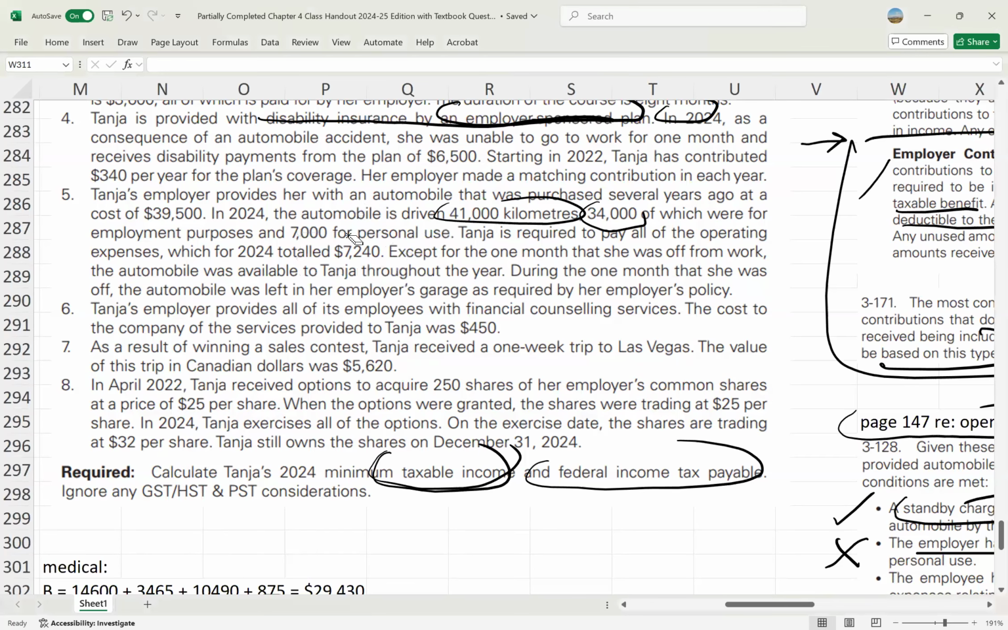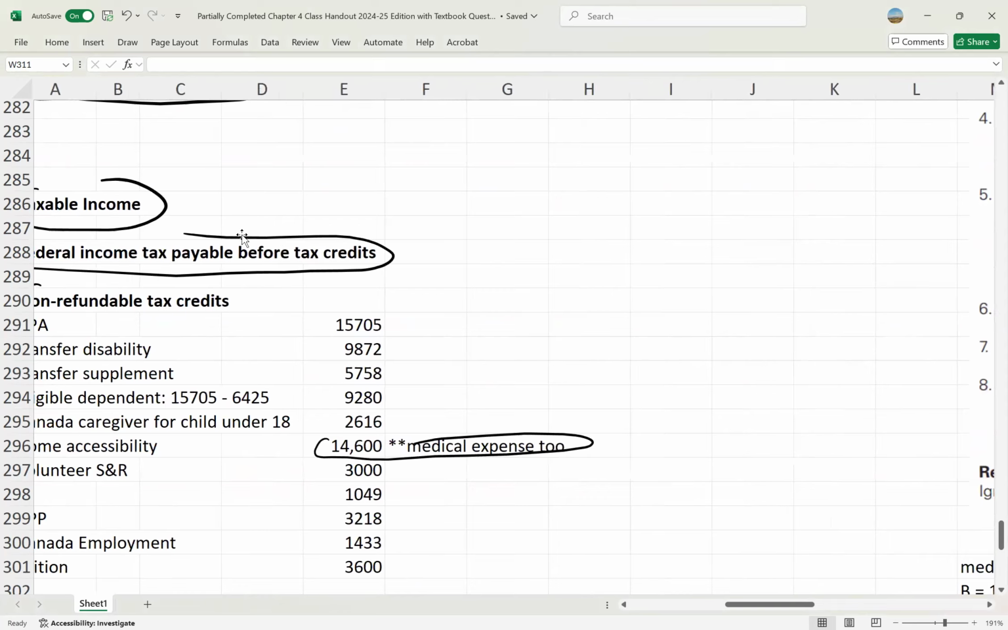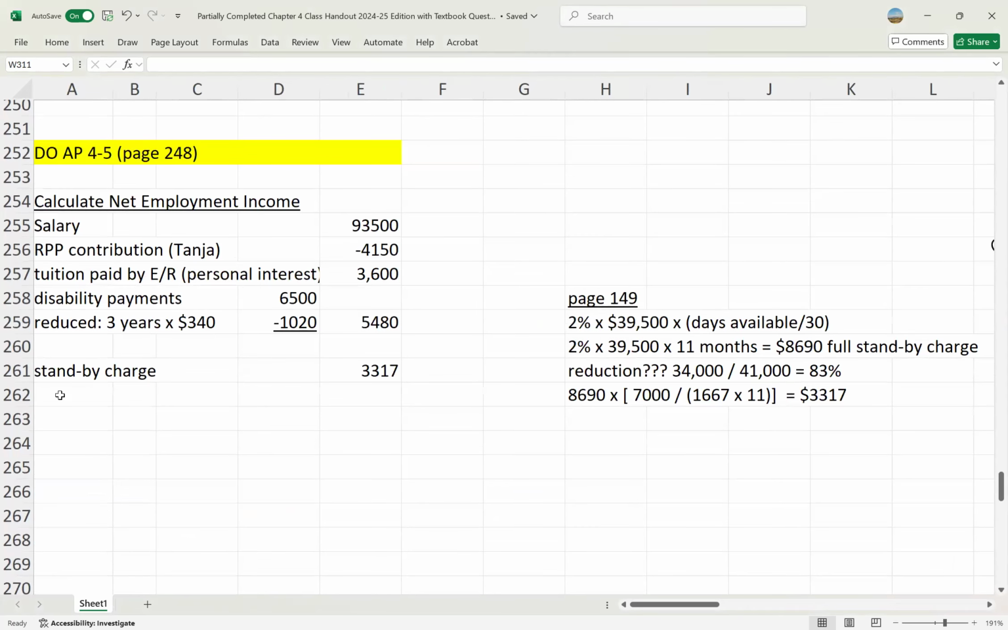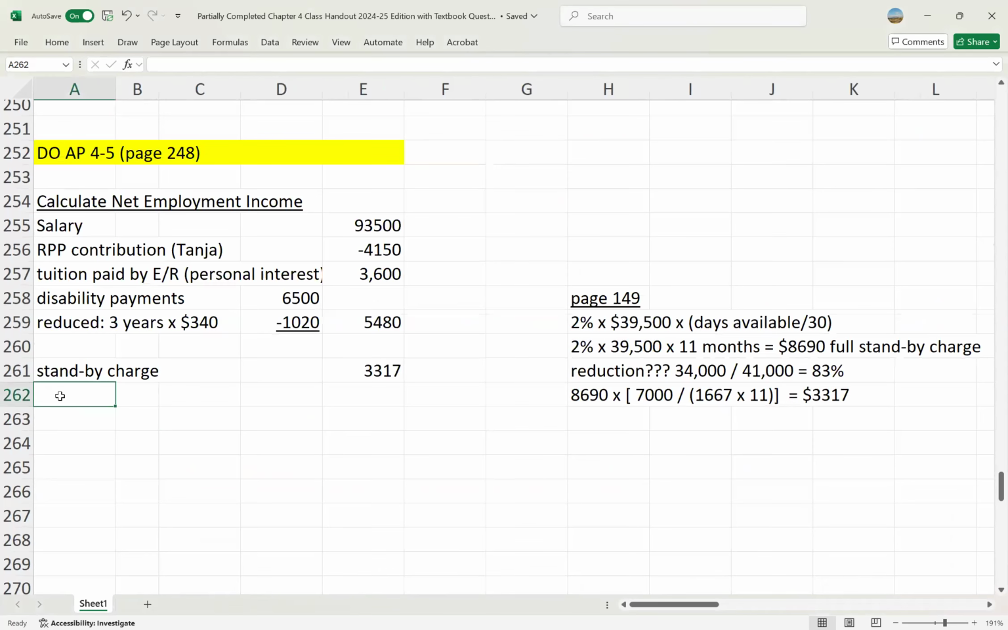And then all we're going to do is just figure out the amount that she can deduct by taking 34,000, which is the employment kilometers, dividing by the total kilometers, 41,000. So the deductible car operating expenses, that would be, once again, under H.1.